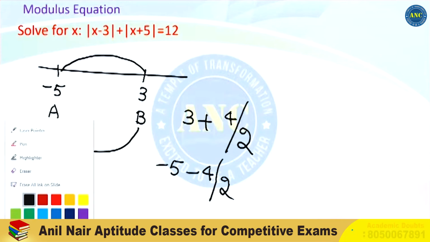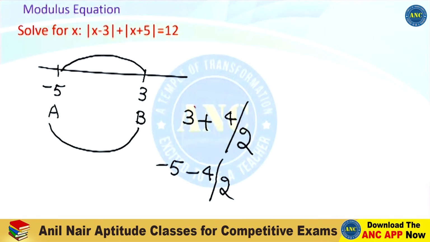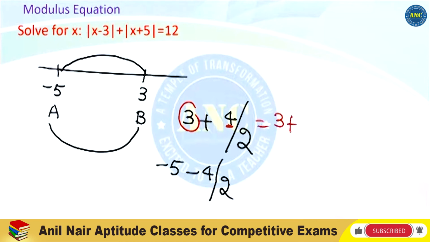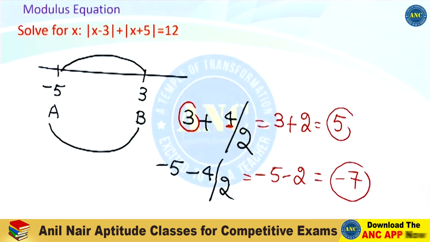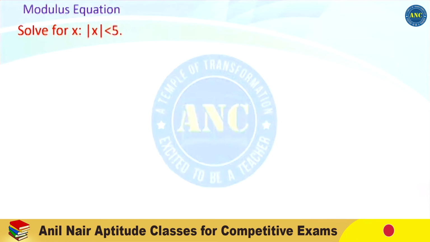Minus 5 to 3 is 8. From point 3, 8 traveled. Remaining is 4 by 2. 3 to minus 5, 8 traveled. From point minus 5, 4 units. A and B both are traveling. So this is nothing but 3 plus 2, which is 5. D is nothing but minus 5 minus 2, which is minus 7. Check if it is satisfying the equation. 5 minus 3 is 2, 5 plus 5 is 10, 10 plus 2 is 12. Minus 7 minus 3 is 10, 10 plus 2 is 12. I hope the idea is clear.